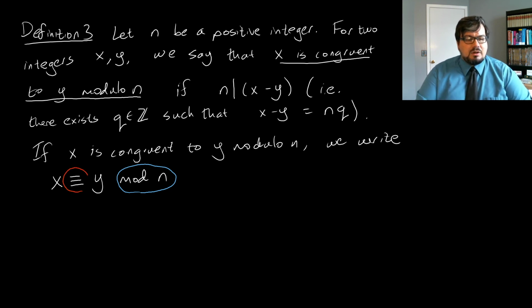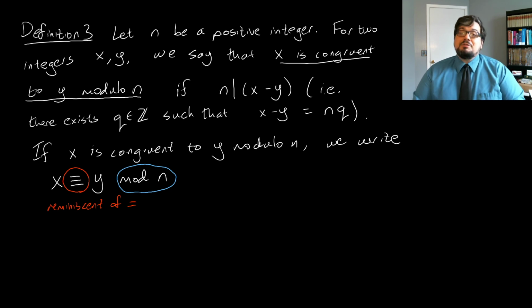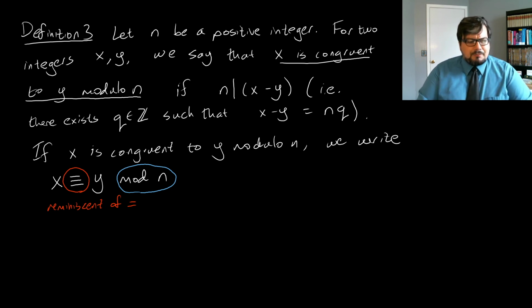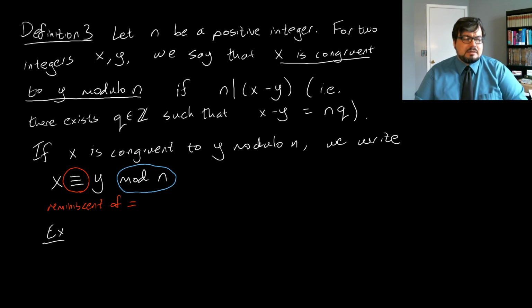The three horizontal bars are designed to be reminiscent of equality. Now this relation is not equality, but the notation sort of looks like it, which should make you think that if the people designing this notation have any sense, then this should probably mean that this relation is an equivalence relation. And the good news is that it is, which we'll show and prove here in just a second. But first, some examples to see how this works.